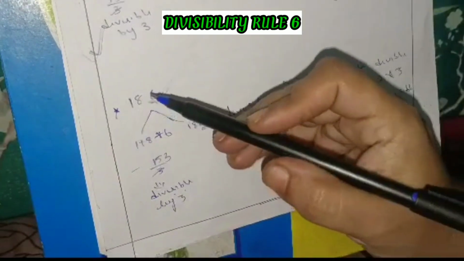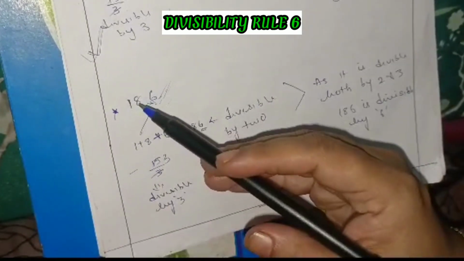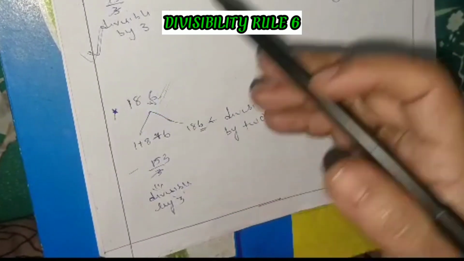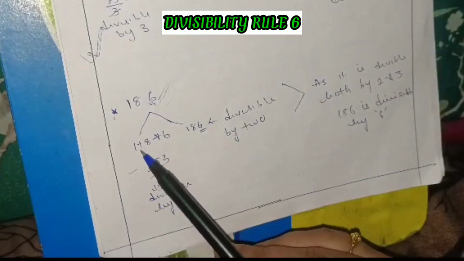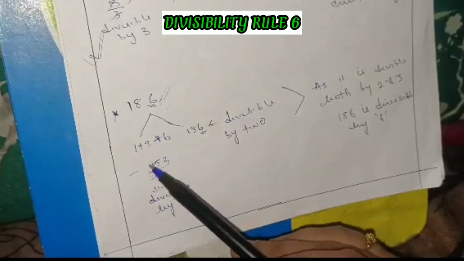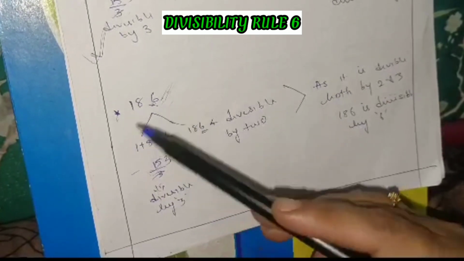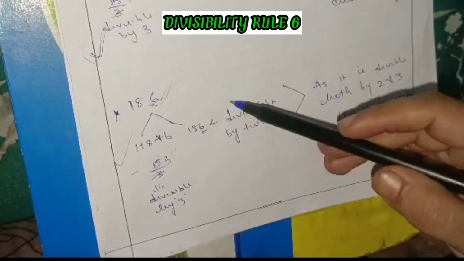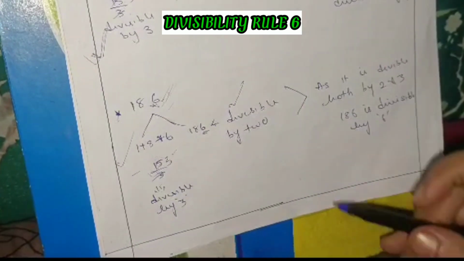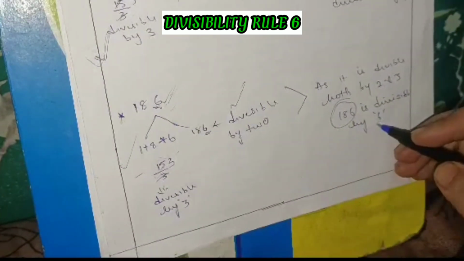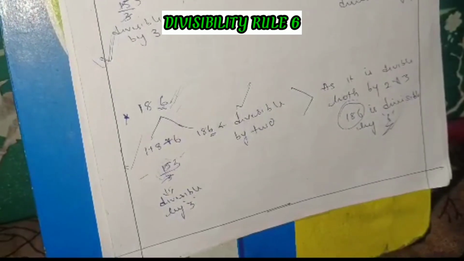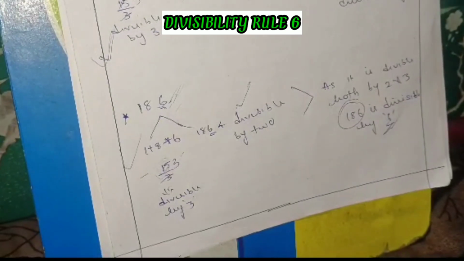Now we will check the divisibility rule of 3. What is the divisibility rule of 3? 1 plus 8 plus 6, right? So when I am adding 1 plus 8 plus 6, what is the answer I am getting? 15. So this 15 is divisible by 3, right? So it is obeying the divisibility rule of 3 and also the divisibility rule of 2. Therefore 186 is divisible by 6. So this is how we find out the divisibility rule of 6.